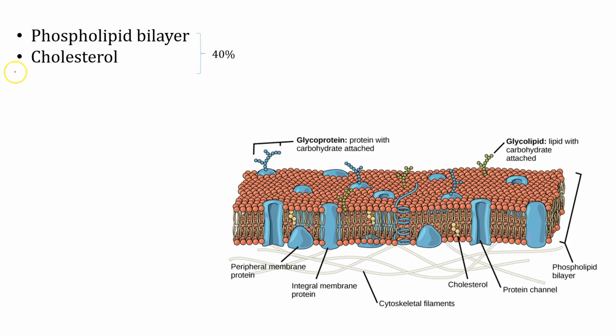40% of the plasma membrane is made up of lipid type stuff. So cholesterol is a lipid type substance, and then phospholipids, as the name suggests, are lipids. And so if you take a look at all of the cholesterol and all the phospholipids, it makes up about 40% of the plasma membrane.